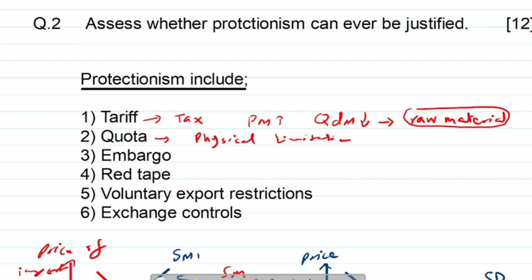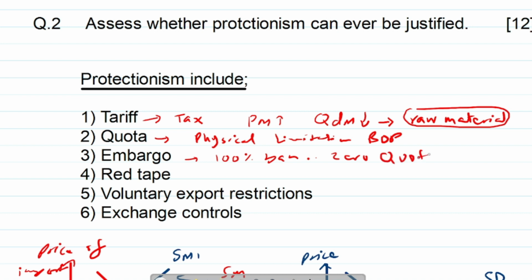So both will be protected if the government imposes a tariff on imports, and the balance of payment will definitely also be corrected. And then there is embargo. Embargo is a complete sanction, or a 100% ban on imports. We also call it zero quota.